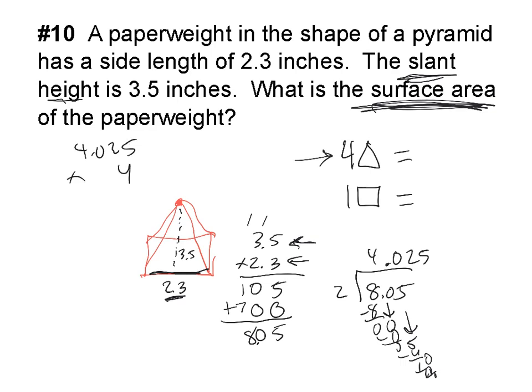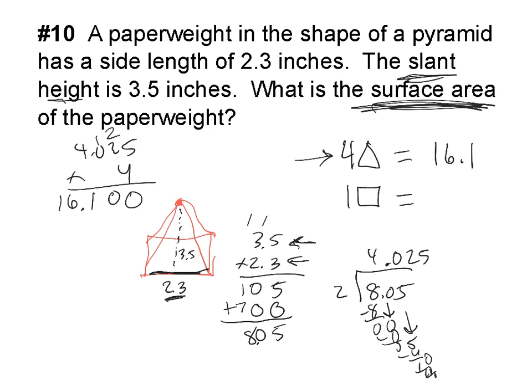4.025 times 4. 4 times 5 is 20. 4 times 2 is 8, 9, 10. 4 times 0 is 0 plus 1. 4 times 4 is 16 with 3 decimal places. Okay, so I get 16.1 for our 4 triangles.